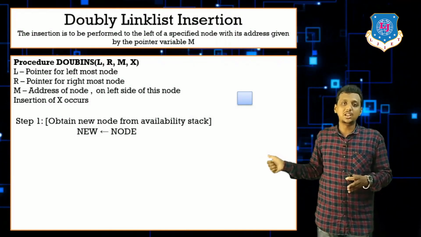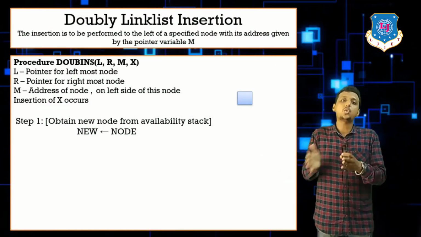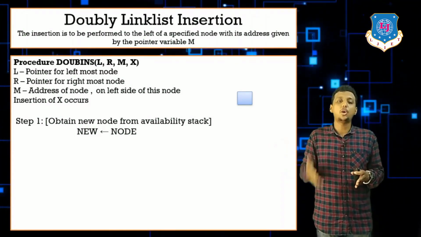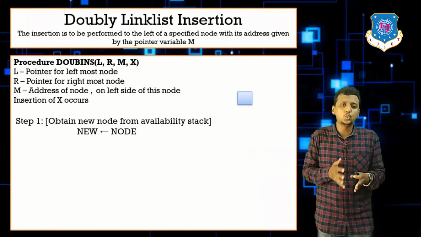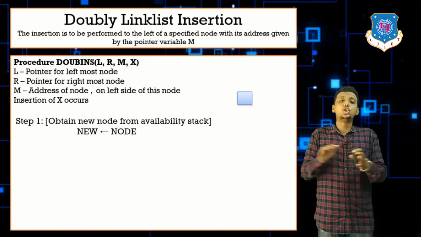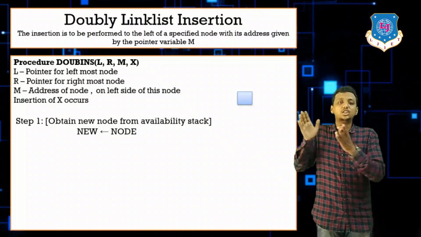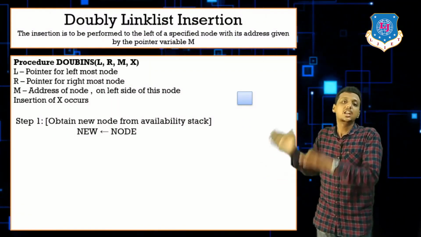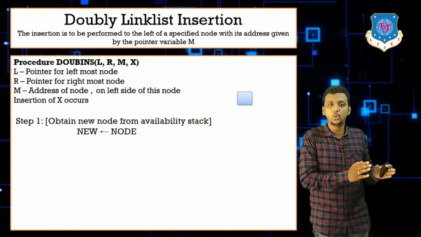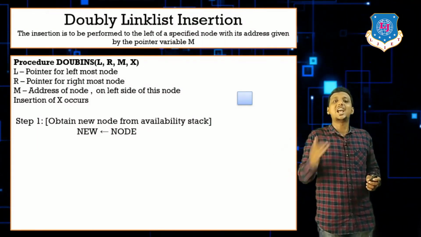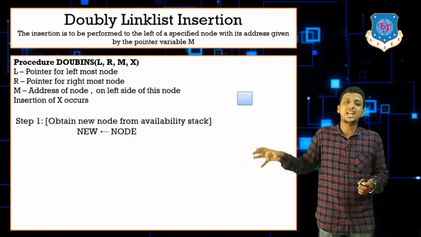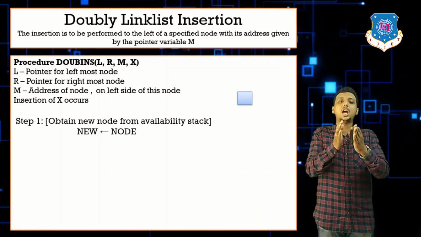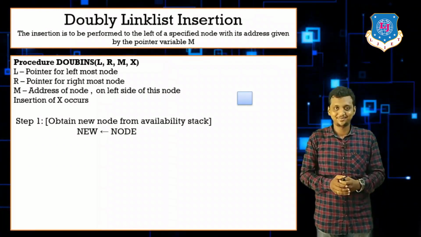But this is the WLS algorithm. We already know how we can use the availability stack in the insertion operation, and how we can take the new node from the availability stack. So we do not need to write those steps again and again in the WLS. We can just directly write new arrow node. This new arrow node statement itself means that you are going to take, from the availability stack, a new node with data and two pointers. Fine.